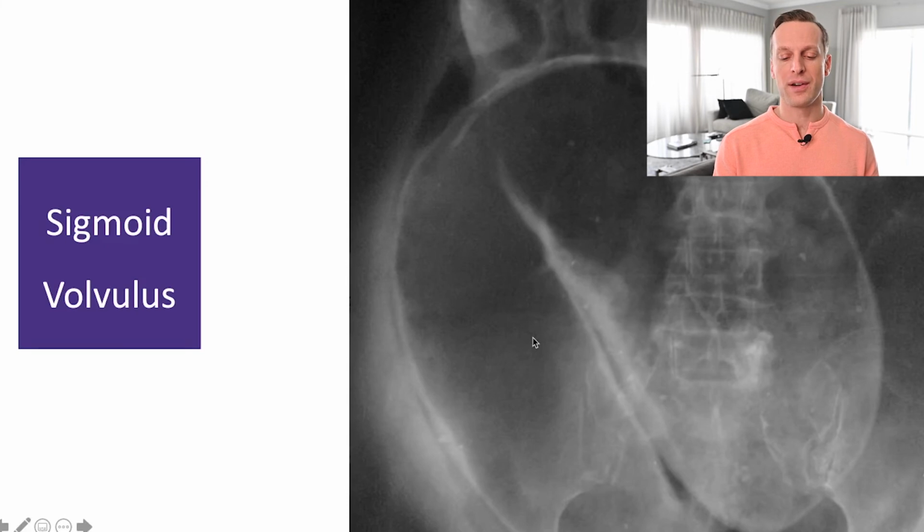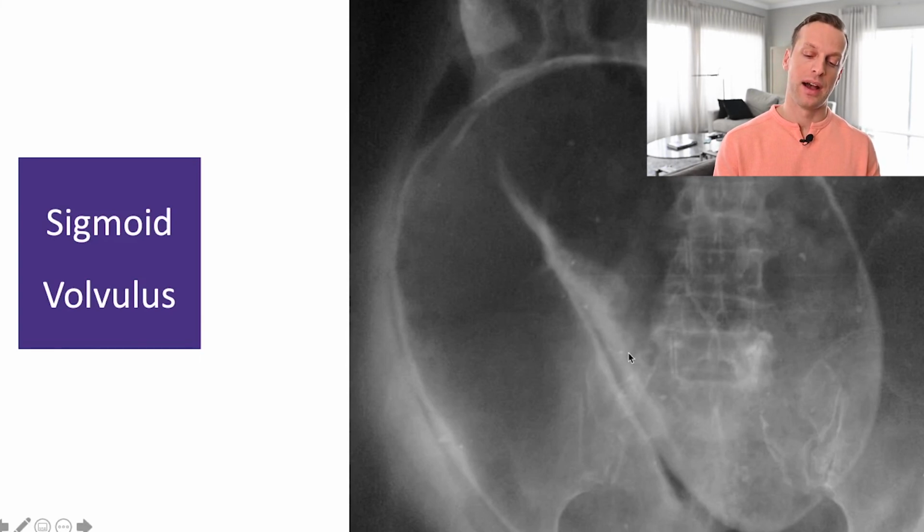A common picture you'll see on an x-ray is this coffee bean shape. This is a picture of a sigmoid volvulus. You can see the apex of the coffee bean is pointing towards the left lower quadrant, and that's consistent with a sigmoid volvulus. But also appreciate, this is a huge amount of distension. You don't have the context of the rest of the image other than the person's vertebral body here. Typically, we would say the vertebral body is around 4 centimeters. So you can see there's massive distension here.